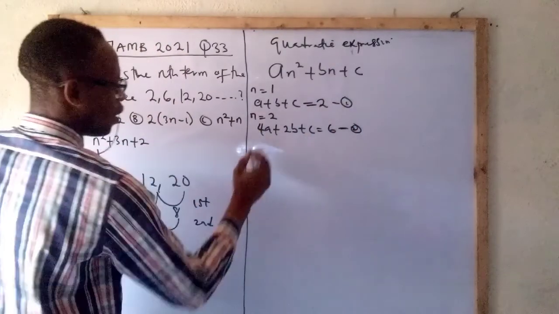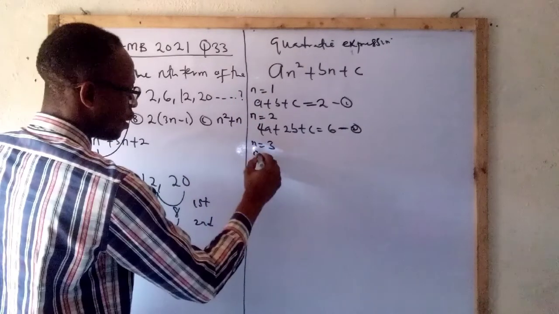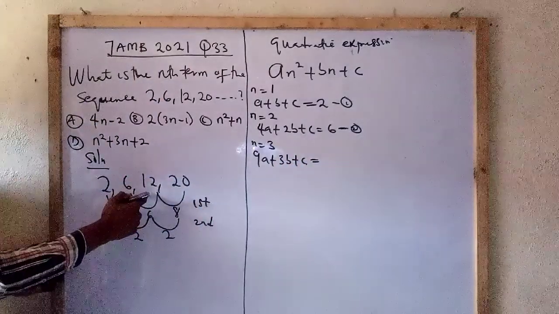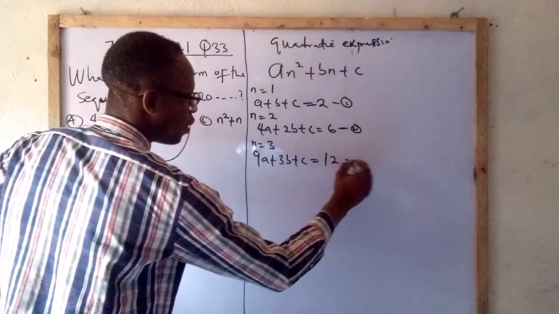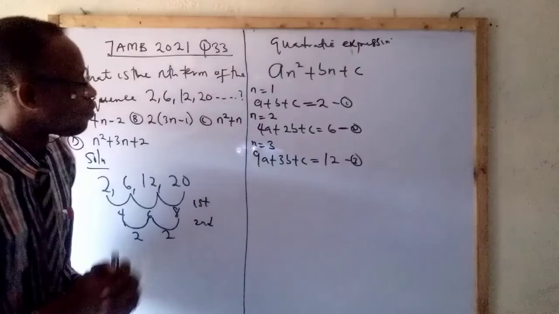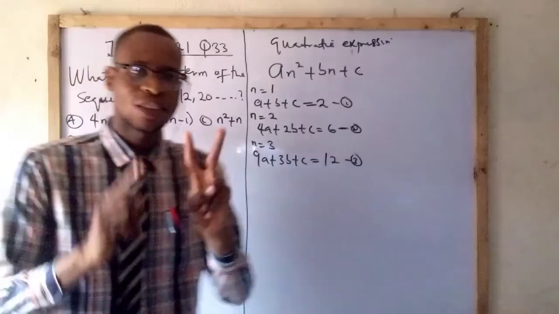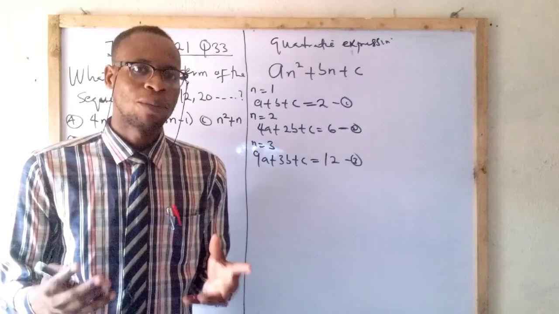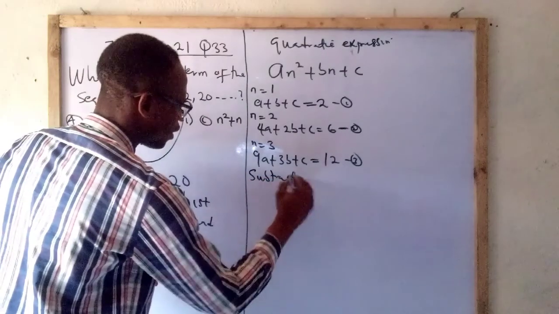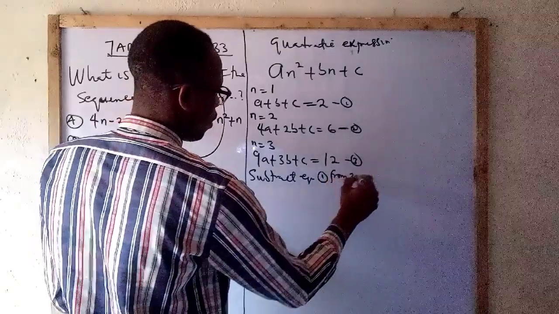Now, when n is equal to 3, if I replace in that same expression, I'm going to have 9a plus 3b plus c. Then it's going to be equal to the third term over here, which is 12. Equation 3. I'll stop there. Now, what I will do next is find a way of reducing these 3 equations to just 2 equations. So I'm going to solve it simultaneously, right? So if I subtract equation 1 from equation 2.